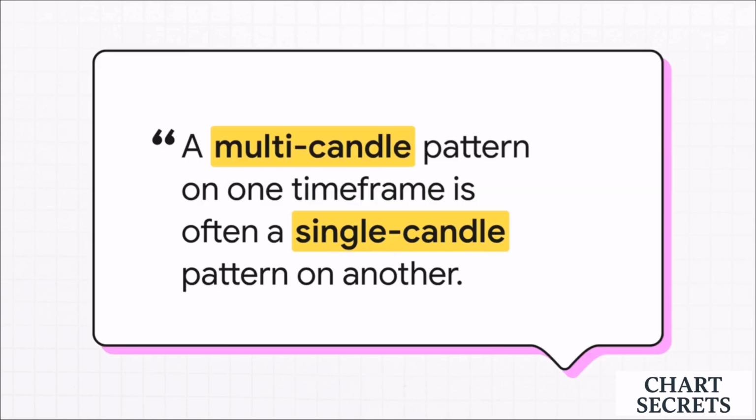This right here is the whole secret. A pattern that takes multiple candles on one time frame is often just a single candle pattern on a higher time frame. So that 3-candle evening star on a 1-hour chart, well, if you zoom out to a 3-hour chart, it all squishes together to become a single pin bar. Mind-blowing, right? It's the same thing for a dark cloud cover or a tweezer top. They aren't dozens of different signals. They're all just one event, a major price rejection, seen through different windows of time.